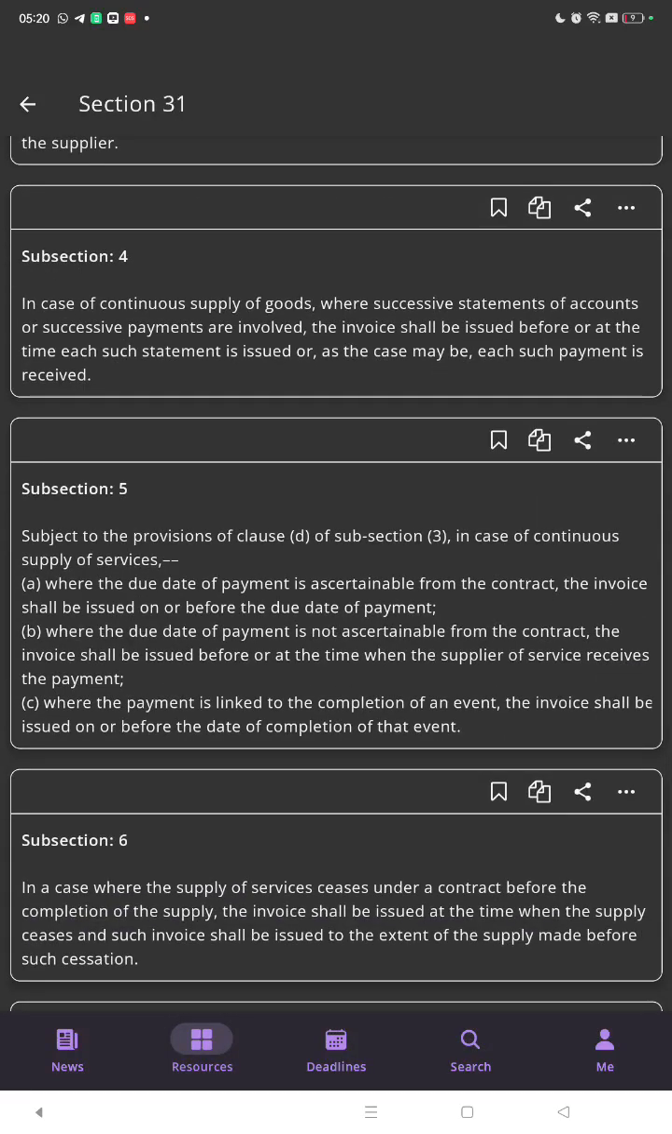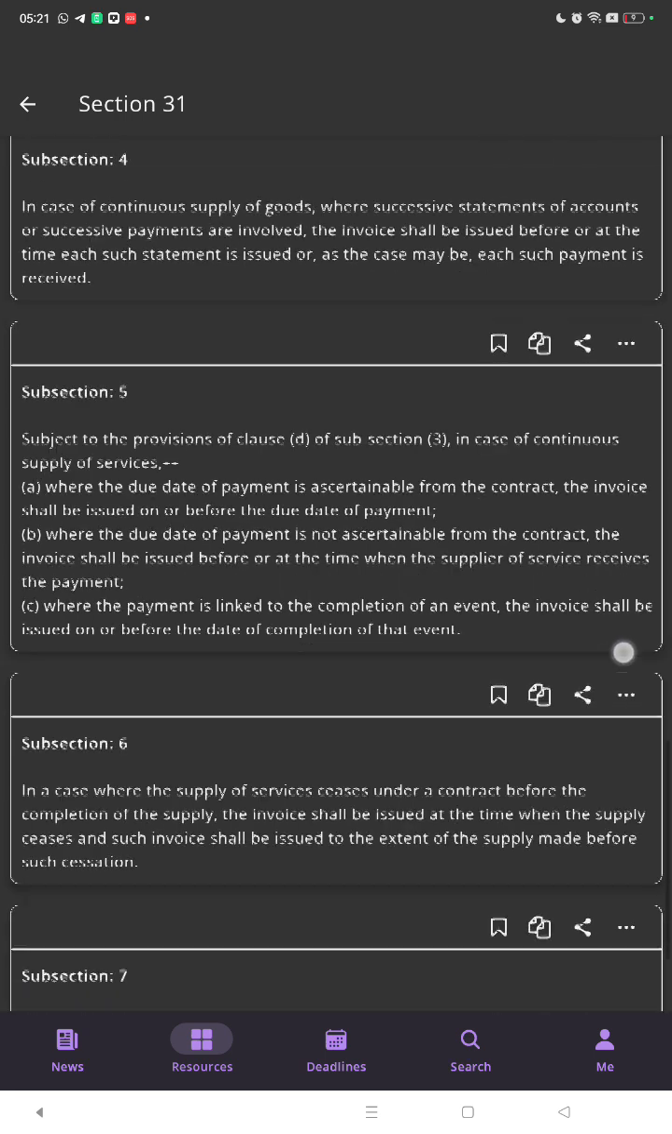Subsection 5. Subject to the provisions of clause (d) of subsection 3, in case of continuous supply of services, where the due date of payment is ascertainable from the contract, the invoice shall be issued on or before the due date of payment. Where the due date of payment is not ascertainable from the contract, the invoice shall be issued before or at the time when the supplier of the services receives the payment. Where the payment is linked to the completion of an event, the invoice shall be issued on or before the date of completion of that event.